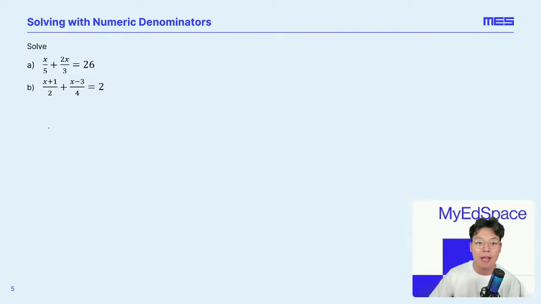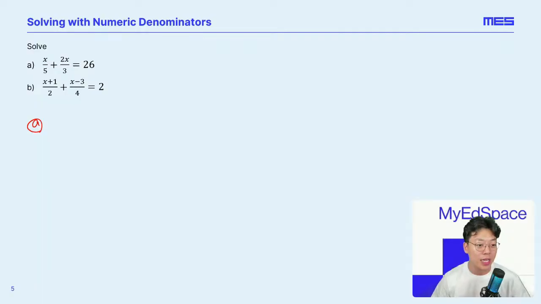Let's solve letter A first. Letter A says x over 5 plus 2x over 3 equal to 26. Now, from Avery's suggestion earlier, finding a similar denominator, a common denominator, that number here would be 15. But instead of using common denominators, this time we will be multiplying both sides by 15.